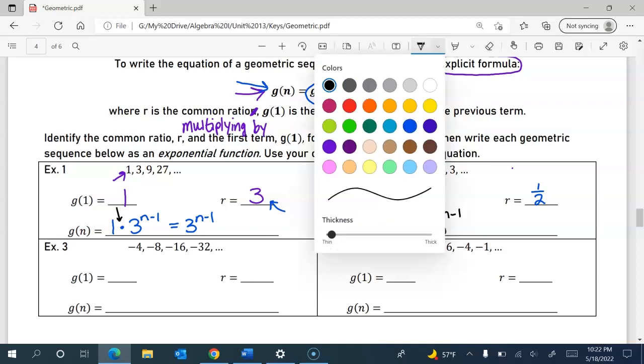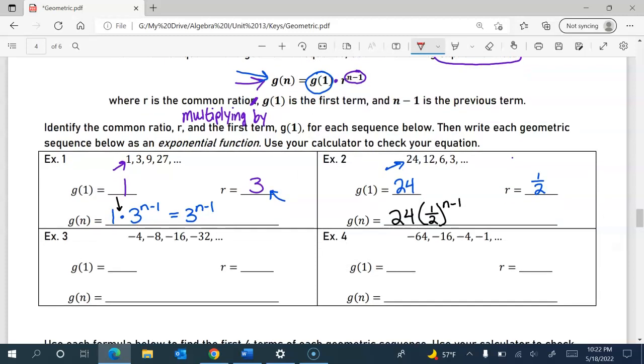One thing to note though, this stays like this. This is as pretty as this gets. You cannot take 24 times 1/2 to get 12 to the n minus 1. Okay? That goes against PEMDAS, so don't do it.